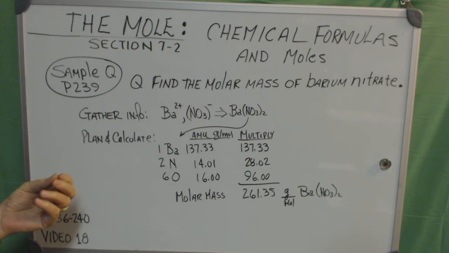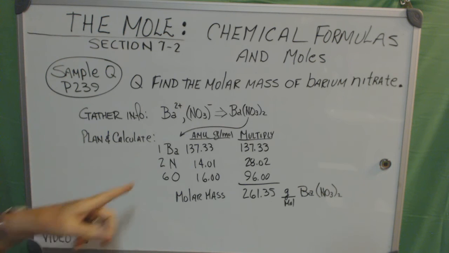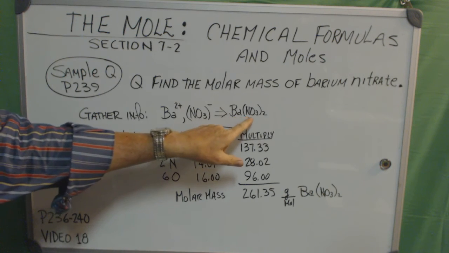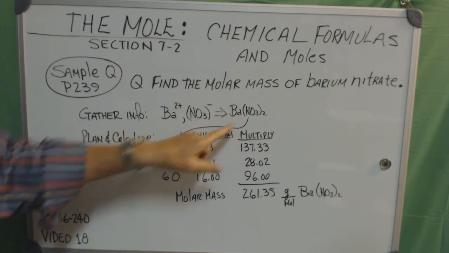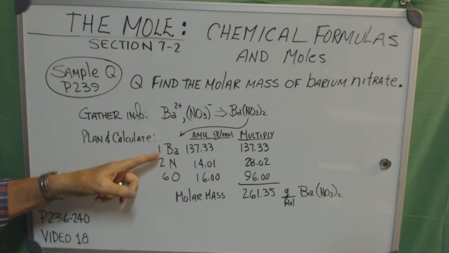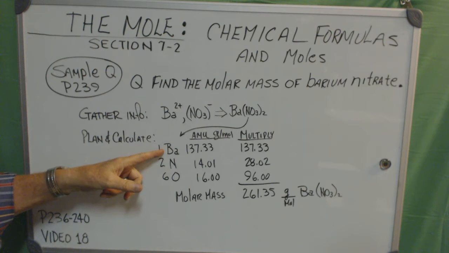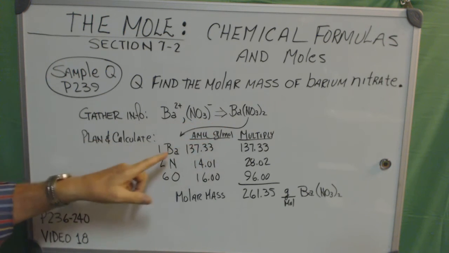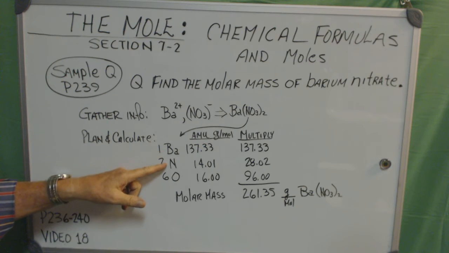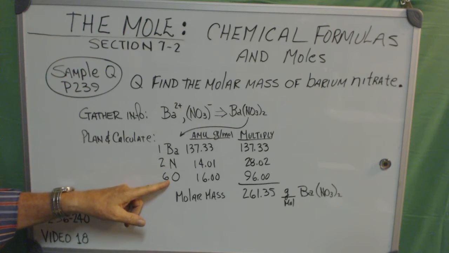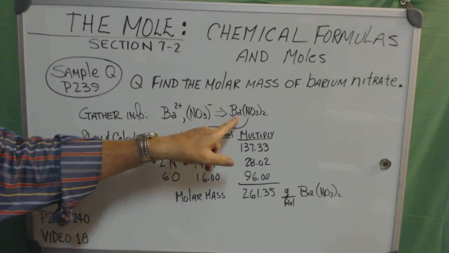So now I want to find the molar mass. And we're already familiar with the mass of atoms on the periodic table. So I just list the elements that are in the formula down a column so that I can go find the information that I need to do this. So I start off with barium, nitrogen goes next, and then oxygen, and that's all the atoms. And then I look to see how many of each I have.